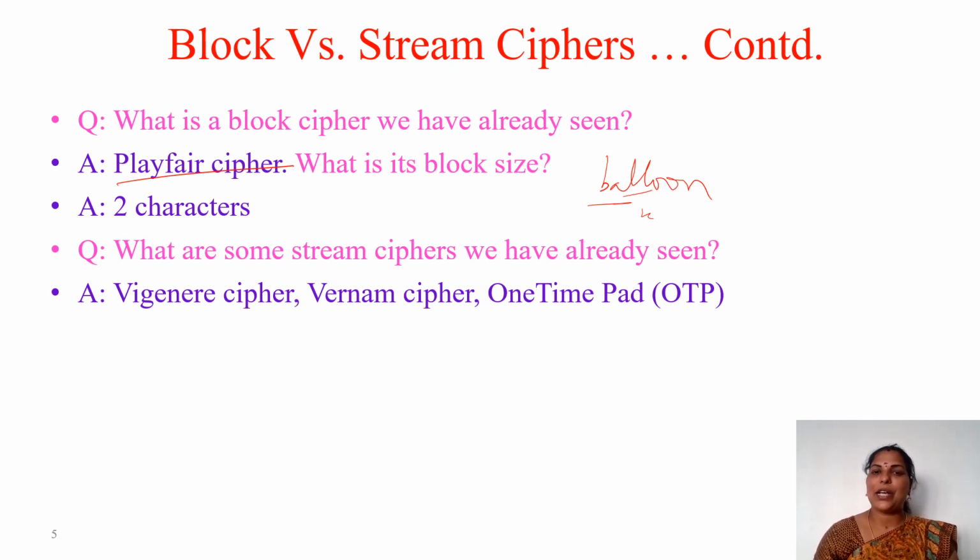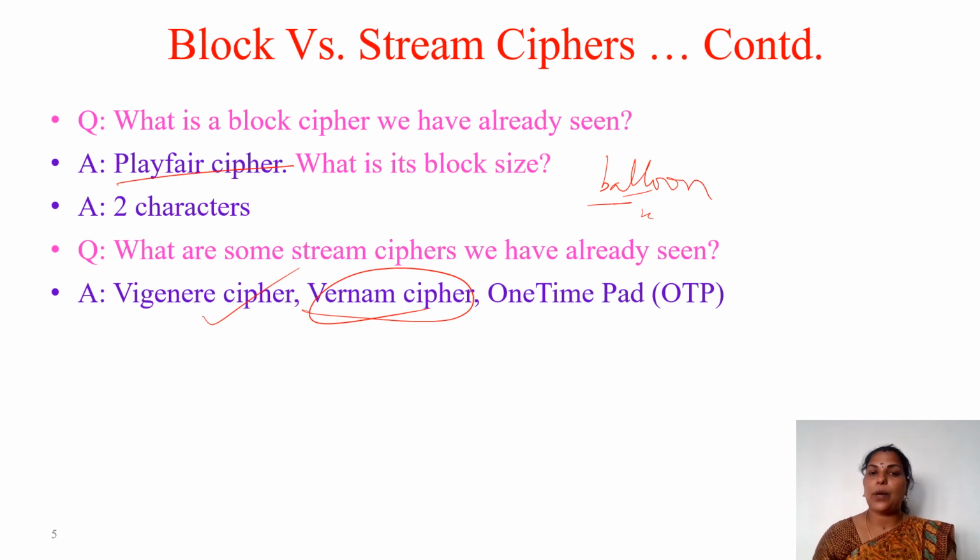Then some stream ciphers we have seen is the Vigenere cipher. Vernam cipher we have not seen, but the one-time pad we have seen. Vernam cipher is not a new one. It is just like the Vigenere cipher only, but each and every time the key we are considering is different. We are selecting one byte, and one byte of key we are using. For each and every one byte we are using a different key. There comes the one-time pad.